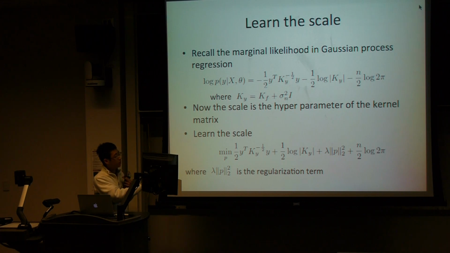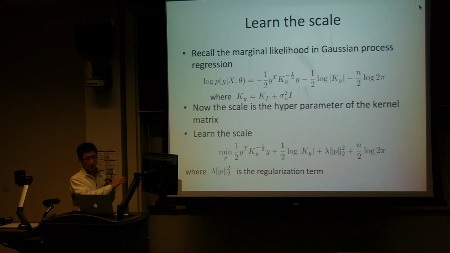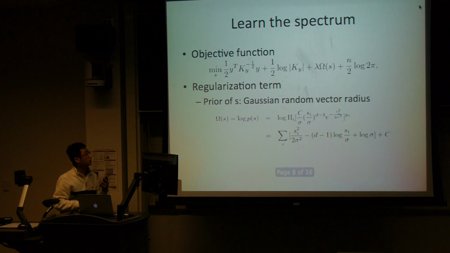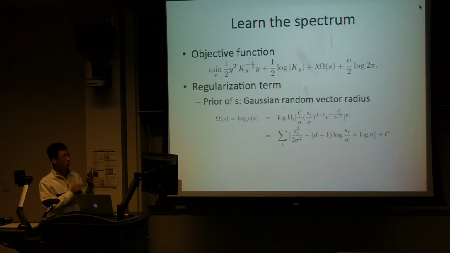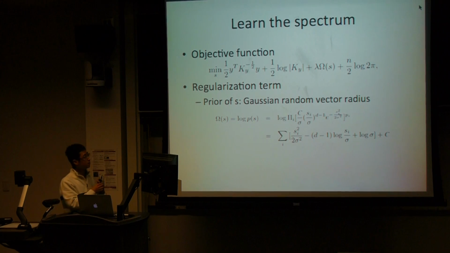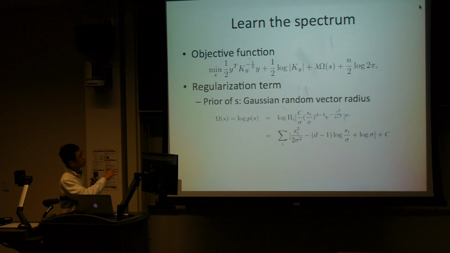For learning the scale, we introduce the square norm, and this is one formulation. Learning the scale, we fix the spectrum points and then optimize over the scale. We can either learn the spectrum points directly. The only difference is that we have a different regularization term here. We put a prior over the spectrum points. We assume that these spectrum points are a sample from a multivariate Gaussian random vector, and then we set the regularization term as the log probability of all those sample points. So this is two formulations.